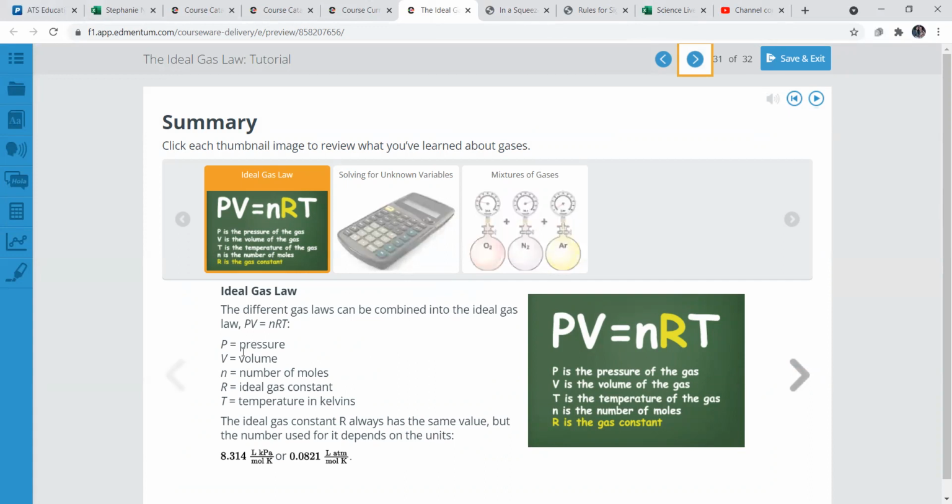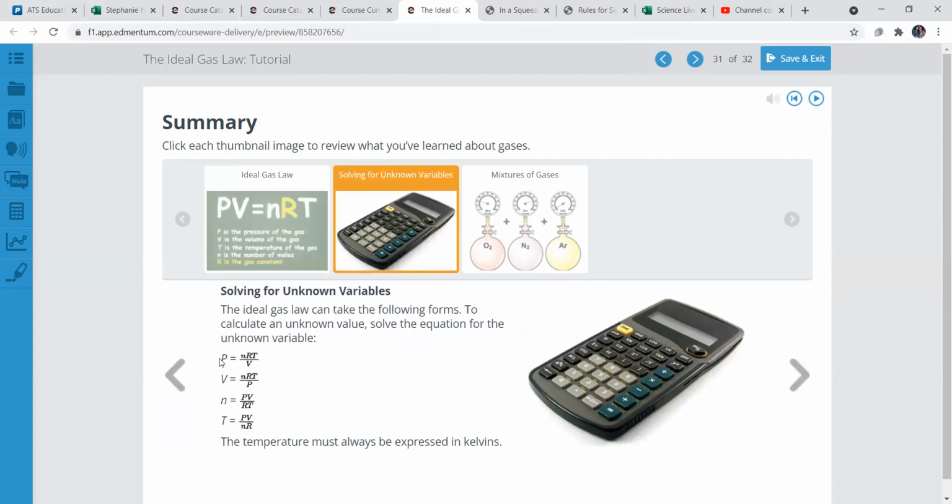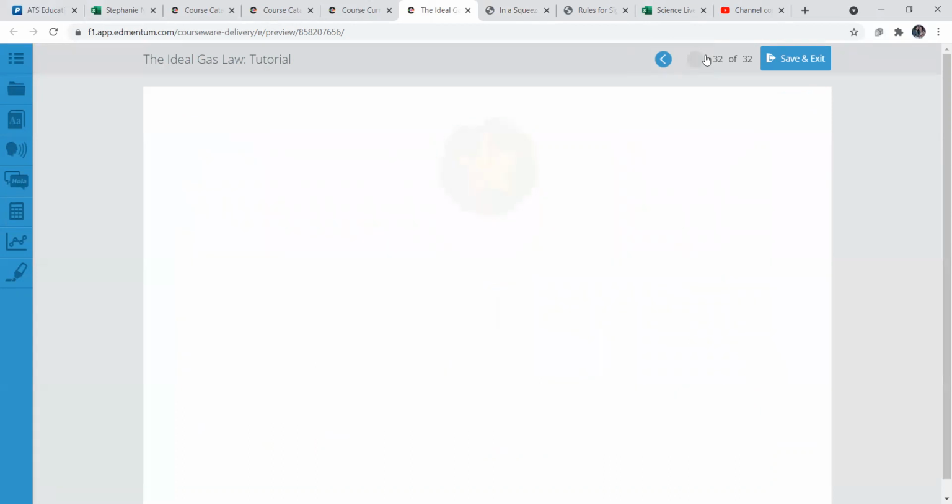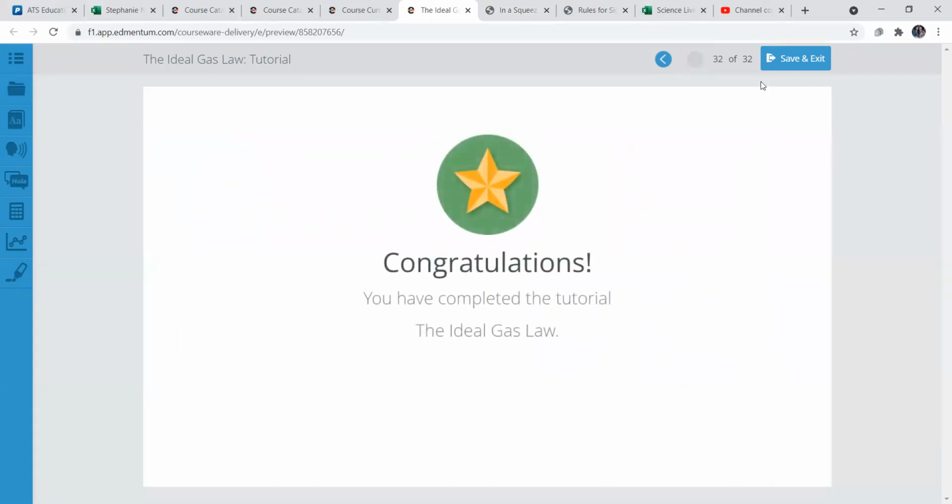Here is the example: pressure, volume, number of moles, the ideal gas constant, and the temperature in Kelvin. For solving for the unknowns, here are the formulas you would use. The temperature must always be expressed in Kelvin for this. Here's an example of how you mix gases together. Hopefully that clears it up for you a little bit.